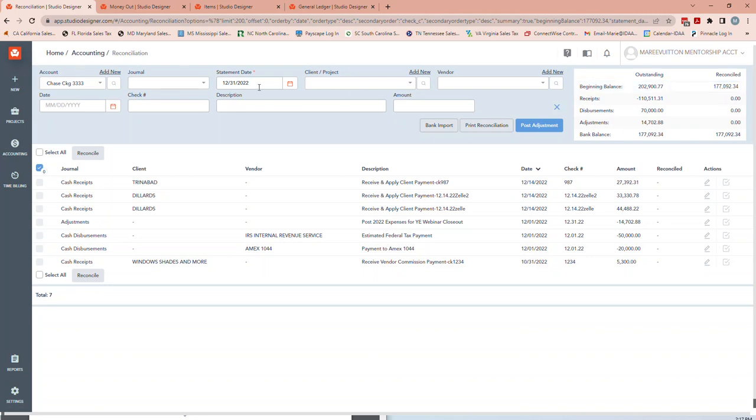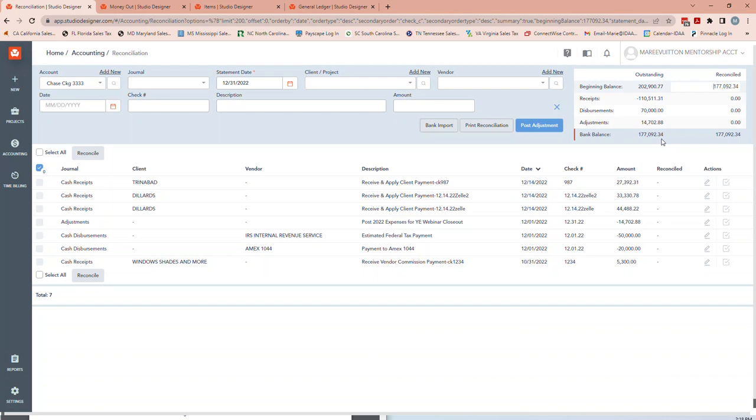Okay, I chose this bank account, I chose the statement ending date, I put in the beginning balance. This is what it should look like at the beginning of a bank rec. If you put in the beginning balance and it does not match, something's wrong. So I would probably look at the month prior to make sure that there was nothing wrong with that one.